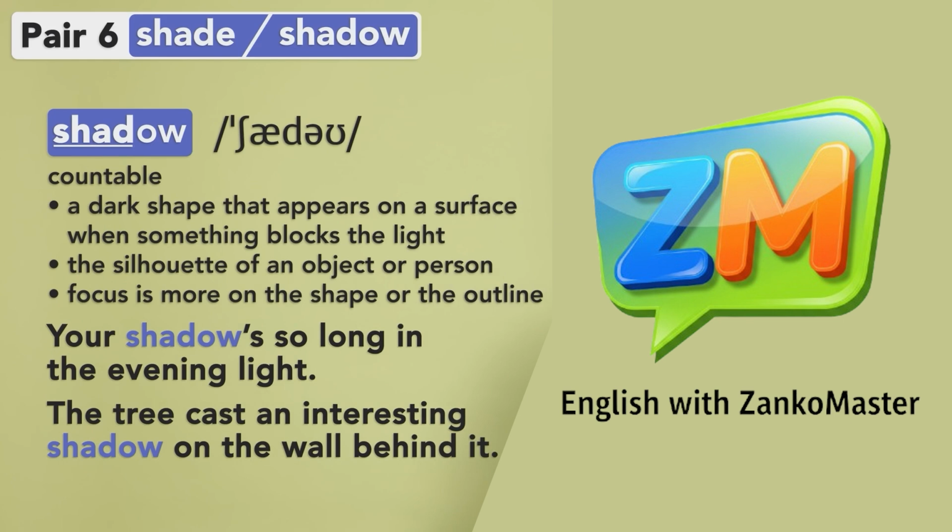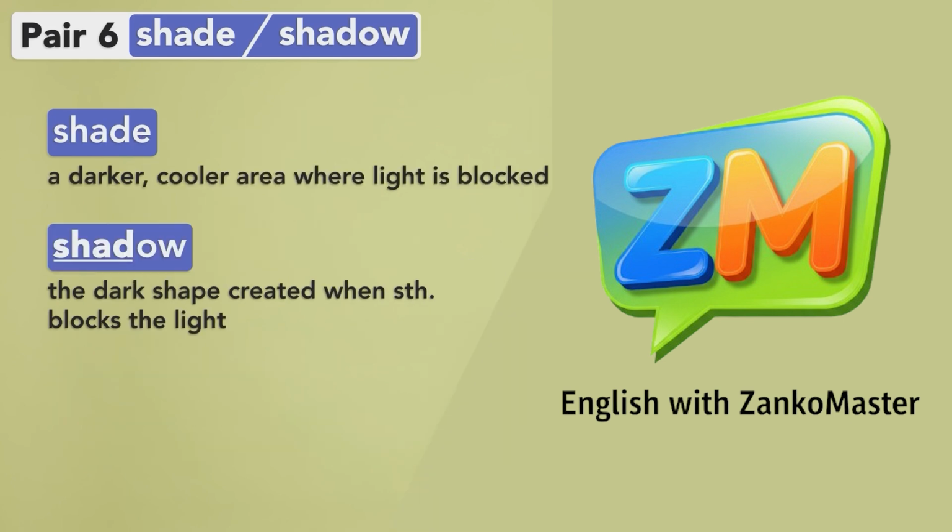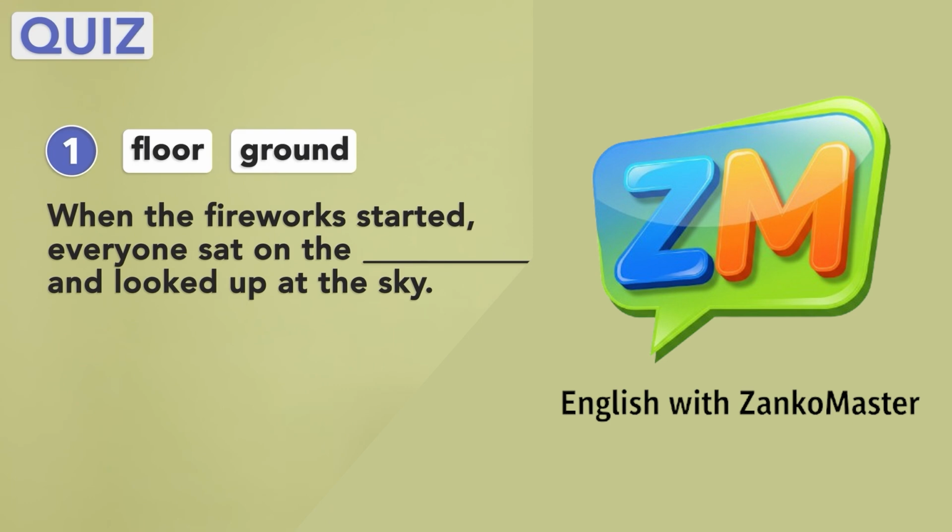Another example, the tree cast an interesting shadow on the wall behind it. Something casts a shadow. That's the verb we use. So shade is all about the darker, cooler area where light is blocked. Shadow is the dark shape created when something blocks the light. Okay, it's quiz time. Are you ready to test what you've learned?